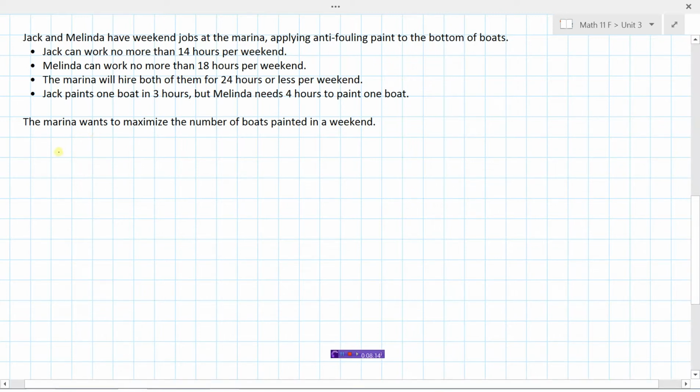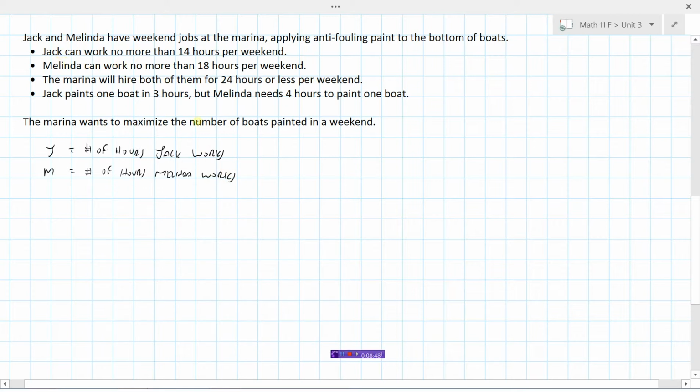Actually, the first thing we're going to do is identify some variables. So J is the number of hours Jack works. And actually, let's use a capital J there. And then Melinda, we'll call her M. Here's the number of hours that she can work. Okay, so now we can come up with our constraints, our restrictions.